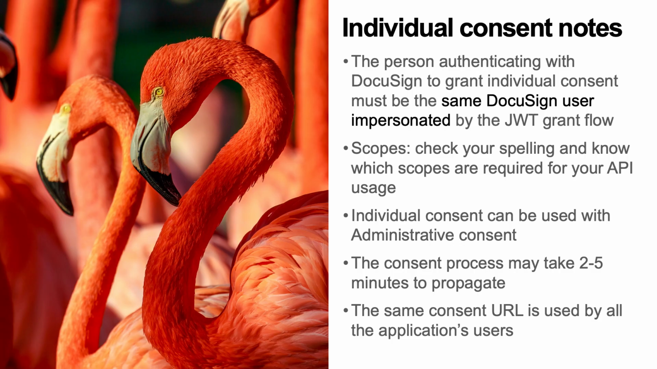Some notes about individual consent. The person authenticating with DocuSign to grant individual consent must be the same DocuSign user who will be impersonated by the JWT Grant flow. Remember to check your spelling and know which scopes are required for your API usage. Individual consent can be used alongside administrative consent. The consent may take 2 to 5 minutes to propagate within the DocuSign system. The same individual consent URL is used by all the application's users.